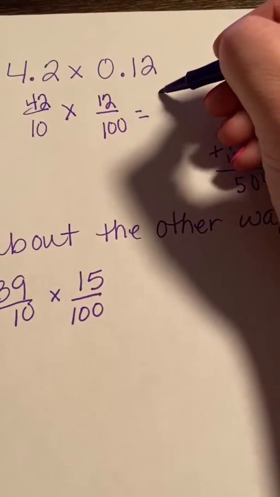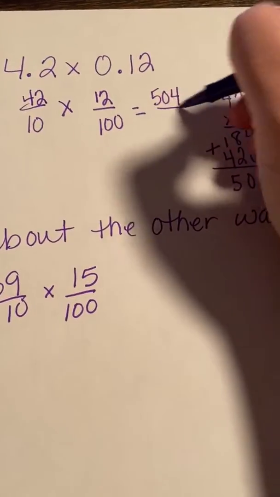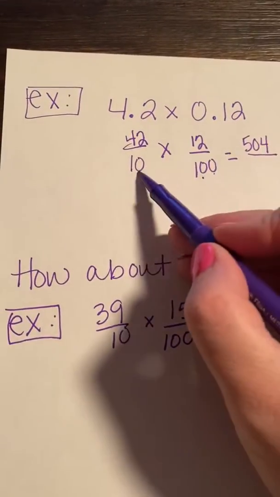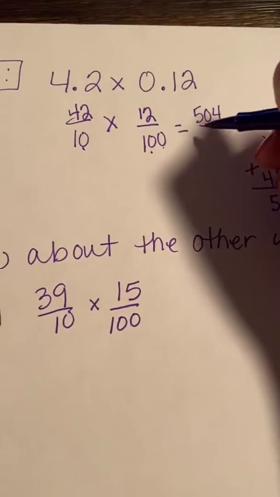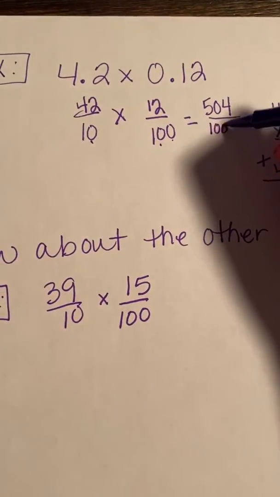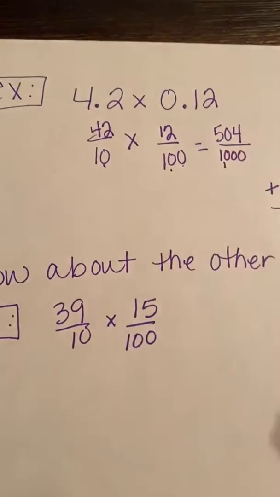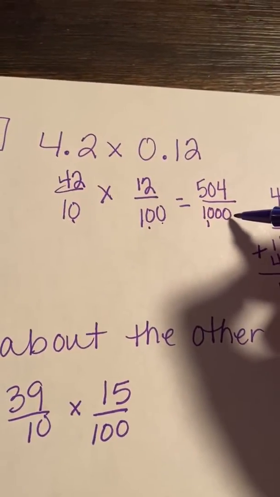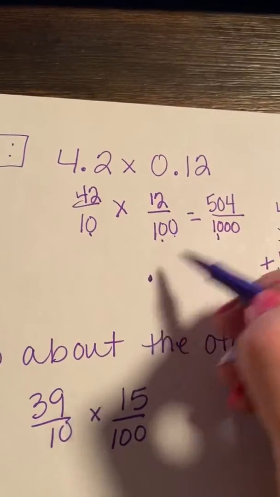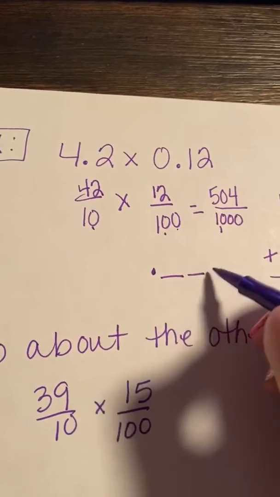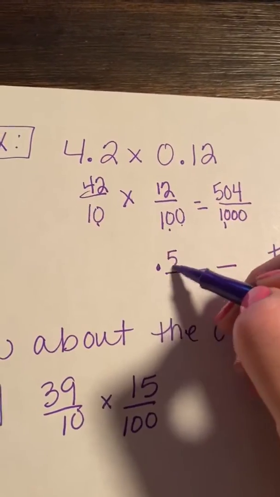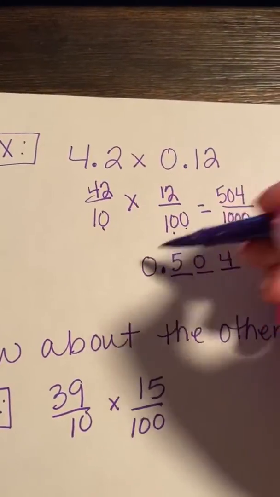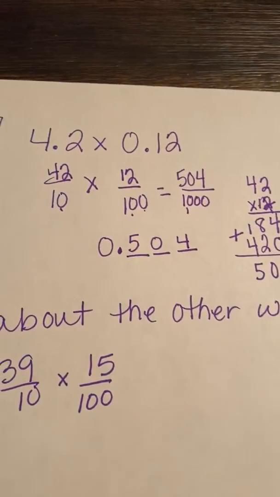So I have 504 over 10 times 100. I have 1, 2, 3 zeros. Just count those zeros. So it's going to be 504 thousandths. I know that there's going to be 3 digits after the decimal, so I know I have a decimal. And there's going to be 3 digits, and I'm just going to fill them in with this 504. And I know some of you love that 0 out front, so you can do that.